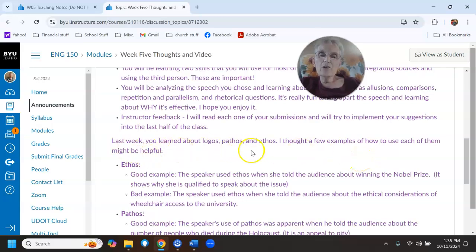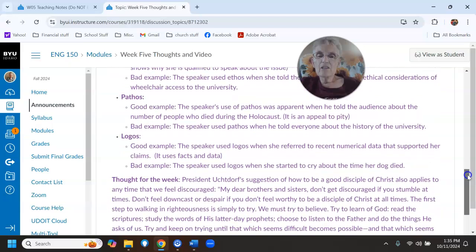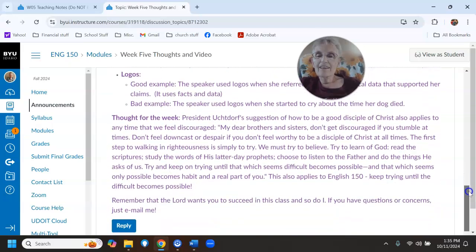Okay, and then last week you learned about logos, pathos, and ethos, and so I gave you a couple of examples of how to use those, because you should use them in your rhetorical analysis to show that you understand logos and pathos and ethos. For ethos, I think of it as in the same root as ethics. It shows somebody why they are qualified to speak about the issue. And pathos is an example of an appeal to pity, and logos uses facts and data. So look for those three things when you're analyzing your week. And then President Uchtdorf's suggestion of how to be a good disciple of Christ applies anytime we feel discouraged. And so read that and enjoy.